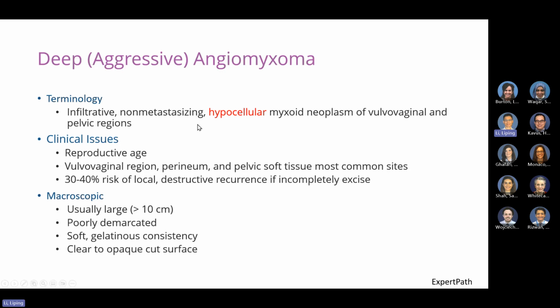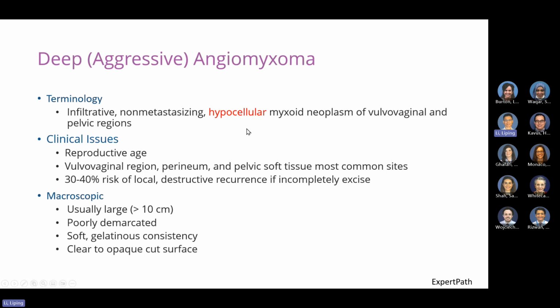So even from the name, we already know the location should be deep. And then there is another name, aggressive. That means this tumor may infiltrate into the tissue. And then we have angio, that means blood vessel, myxo, that is the myxoid stroma, forming a tumor. So the terminology is already in the name, but I highlight here, this lesion should be hypocellular.